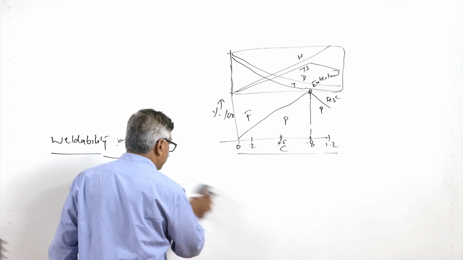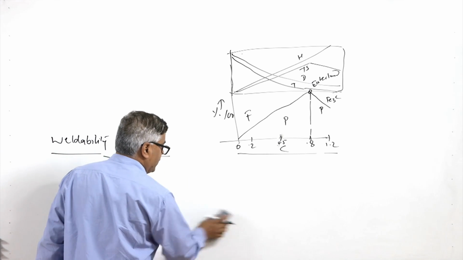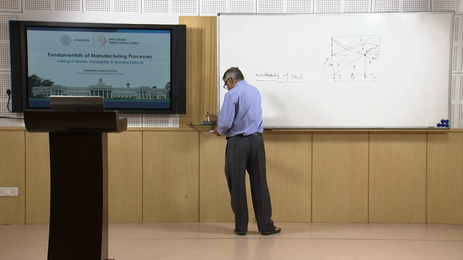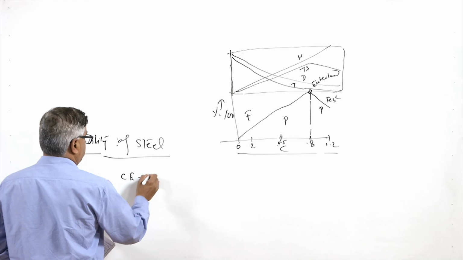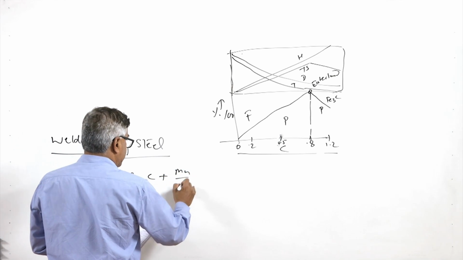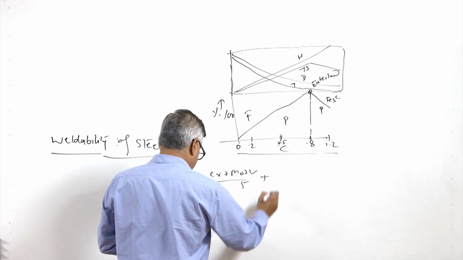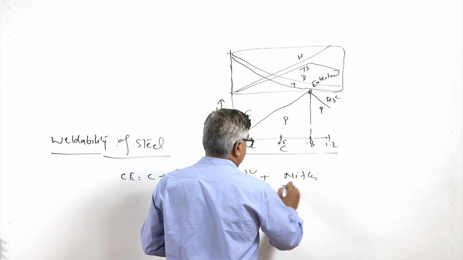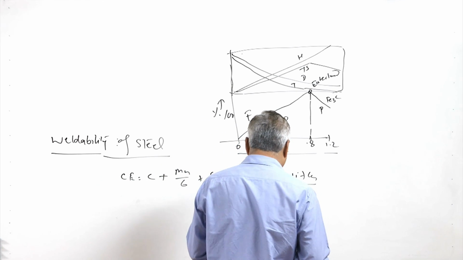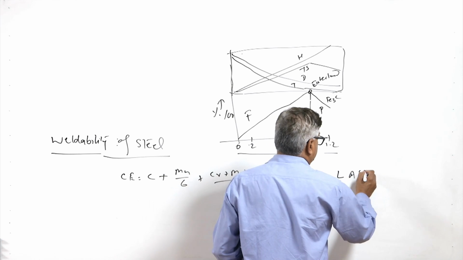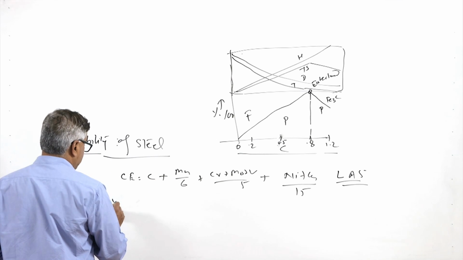Carbon equivalent is one of the parameters used to indicate the ease of hardening, or the hardenability, of steels. For that, one simple equation is used: Ce = C + Mn/6 + (Cr + Mo + V)/5 + (Ni + Cu)/15. This is the equation used for low alloy steels, and there is another equation which is used for micro alloyed steels.